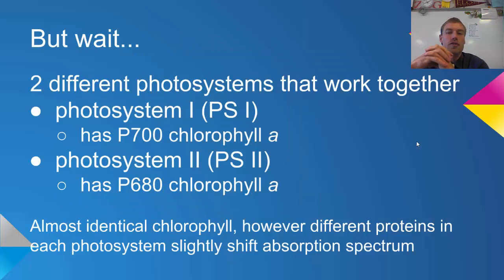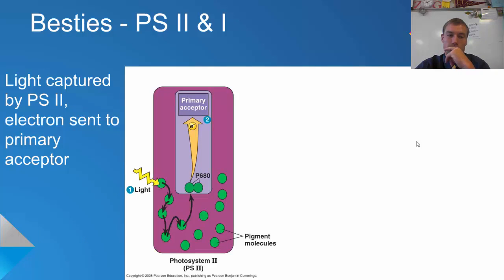So, two different photosystems are going to work together. We've got photosystem 1, which has P700 chlorophyll A, and we've got photosystem 2, which has P680 chlorophyll A. These are pretty much exactly identical to chlorophyll. However, they have slightly different proteins in the photosystems themselves that shift the absorption spectrum. So what that means is that P700 chlorophyll A absorbs things best at the 700 wavelengths, and P680 chlorophyll A absorbs things best at the 680 wavelengths.